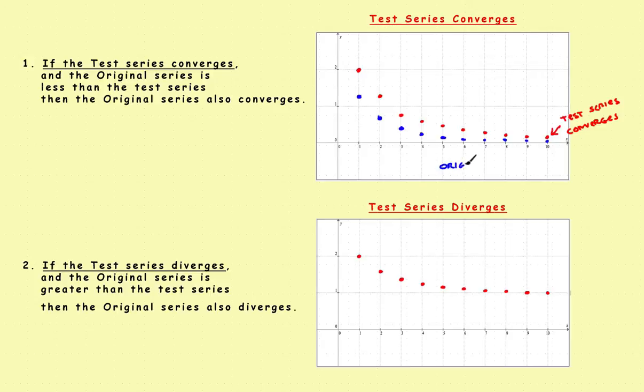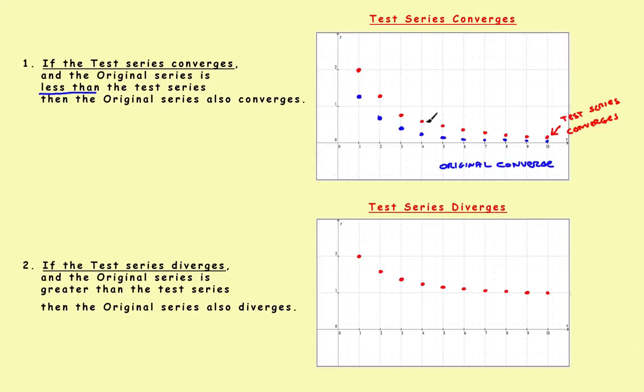So that's going to be the original. Now, I want to emphasize here that if the test series converges, and this thing is, and we'll underline this, less than the original series, the blue dots have to be below the red dot. And it's kind of like the squeeze theorem in a way. If the red dots are converging and the blue dots are less than the red dot at every point, then the original series must also converge. And that's what all this says.